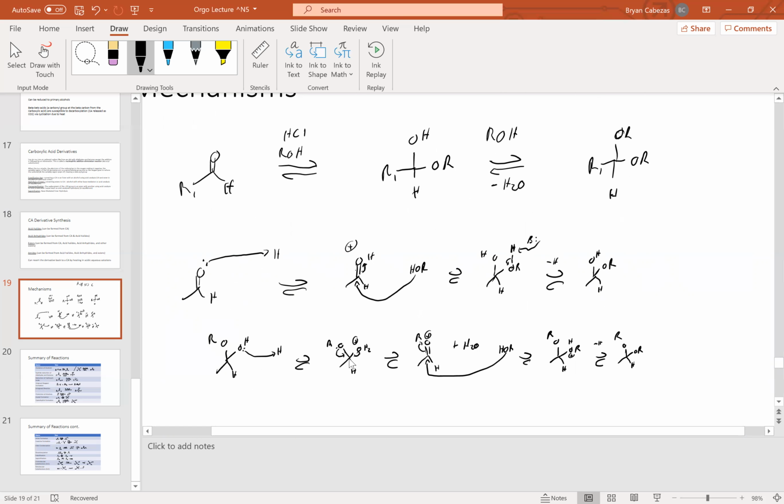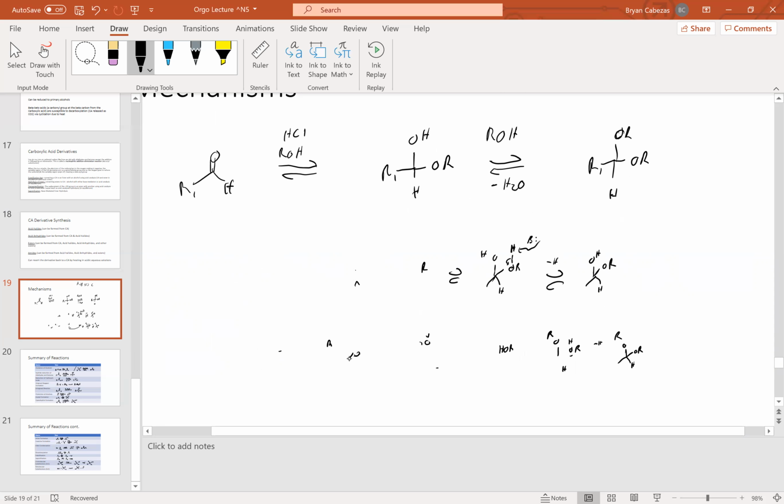Now I'm going to show you guys what the mechanism is for the cyanohydrin formation. It's really similar to that of the acetal, the hemiacetal.